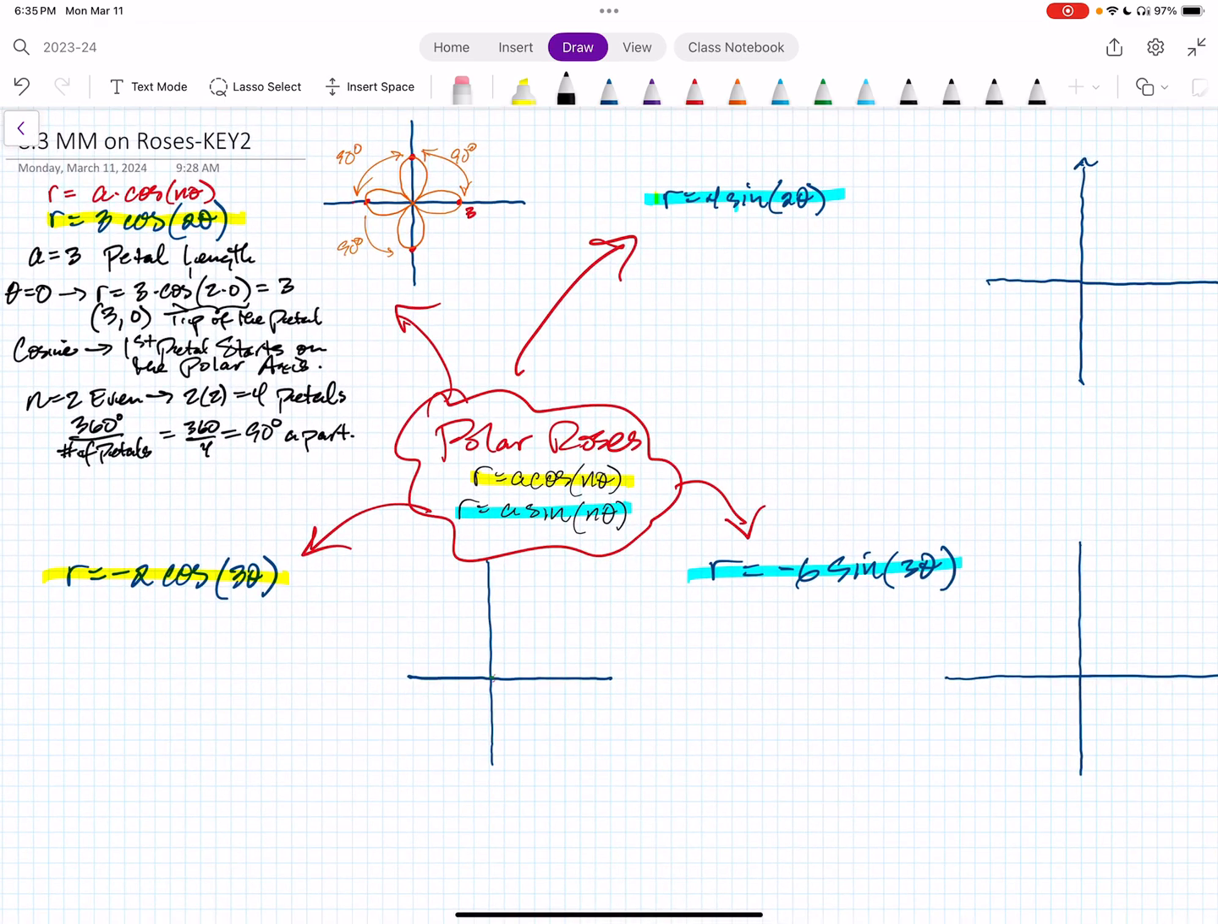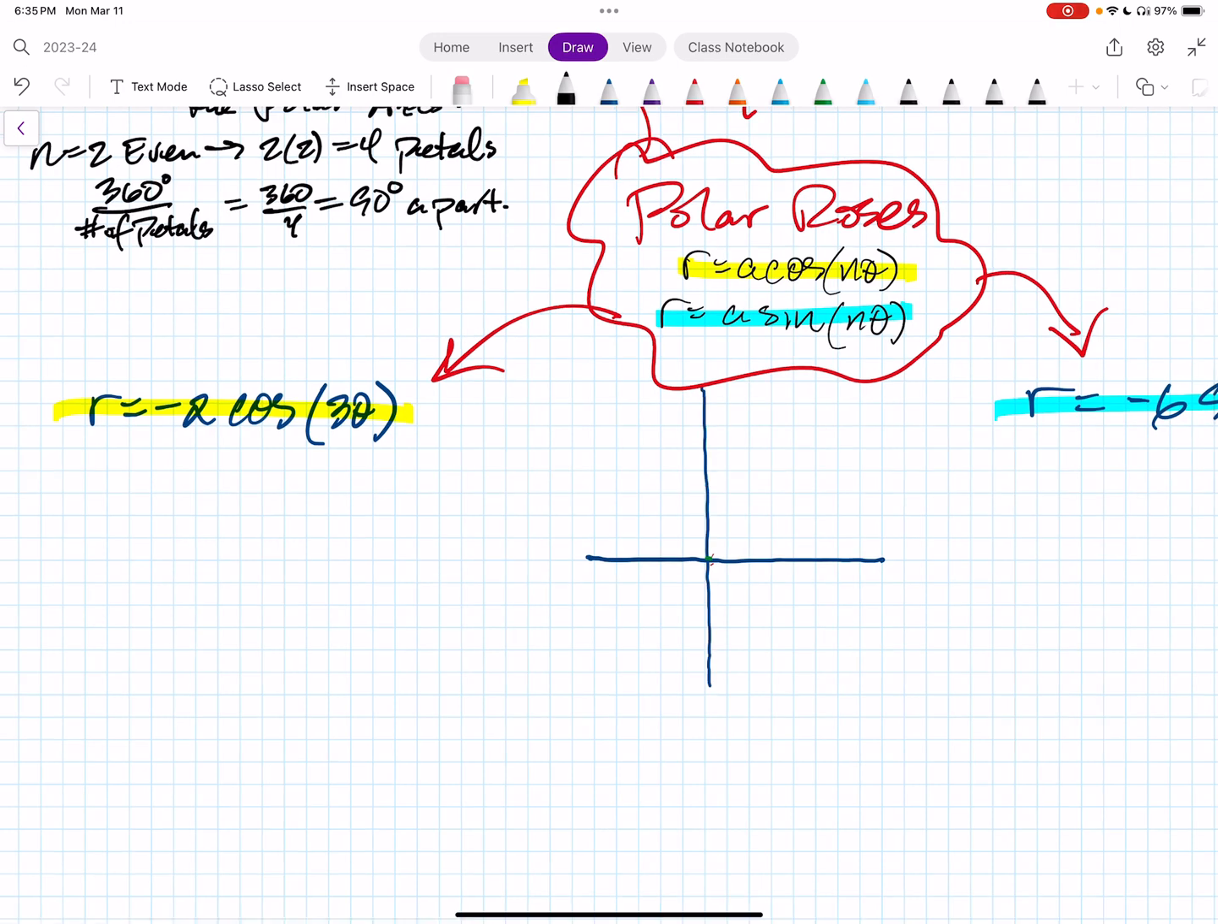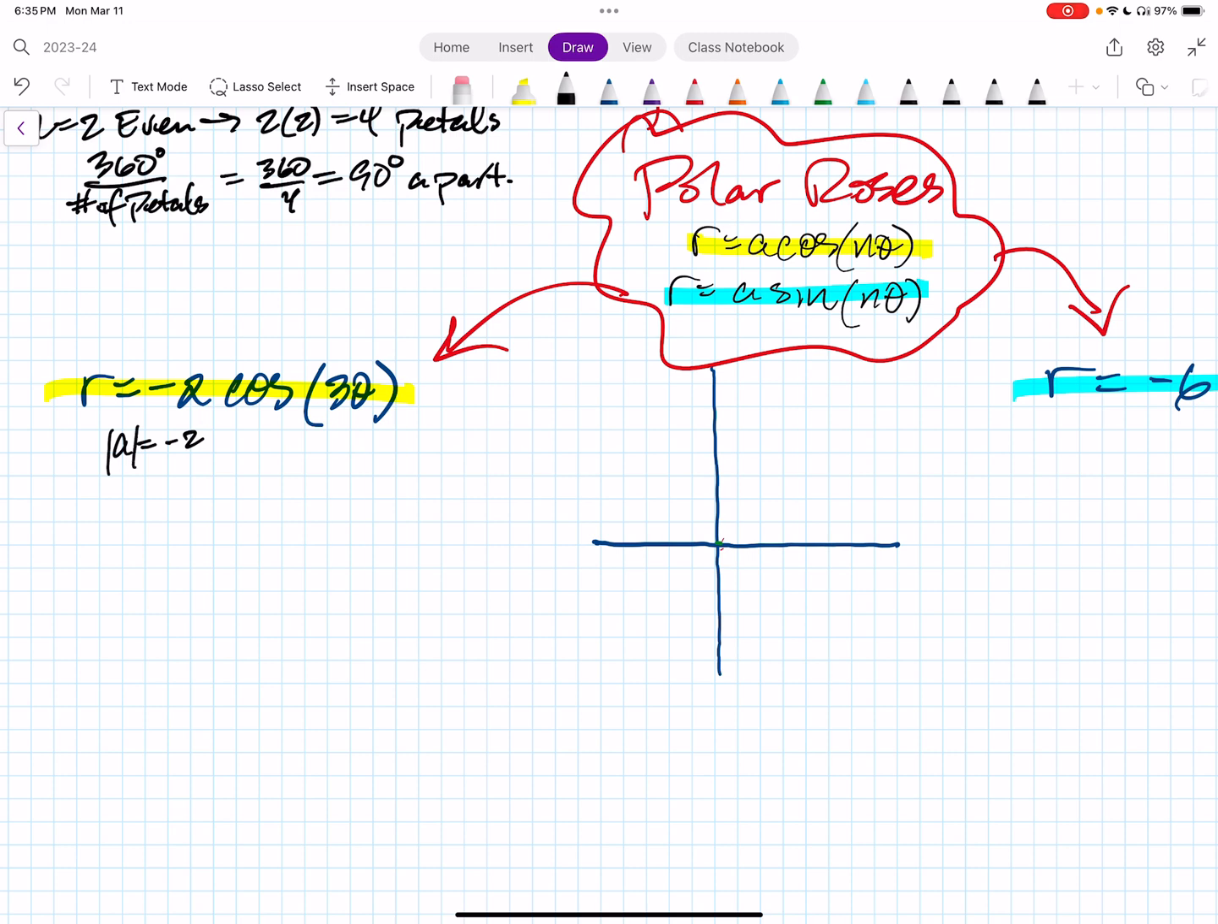Okay, where we deal with where A is positive, but guess what? A can be negative. So here we go. So when A is negative, what happens? Okay, so here A is -2, and what you want to do is take the absolute value of A actually, and the absolute value of -2 is 2, and that gives you your petal length.